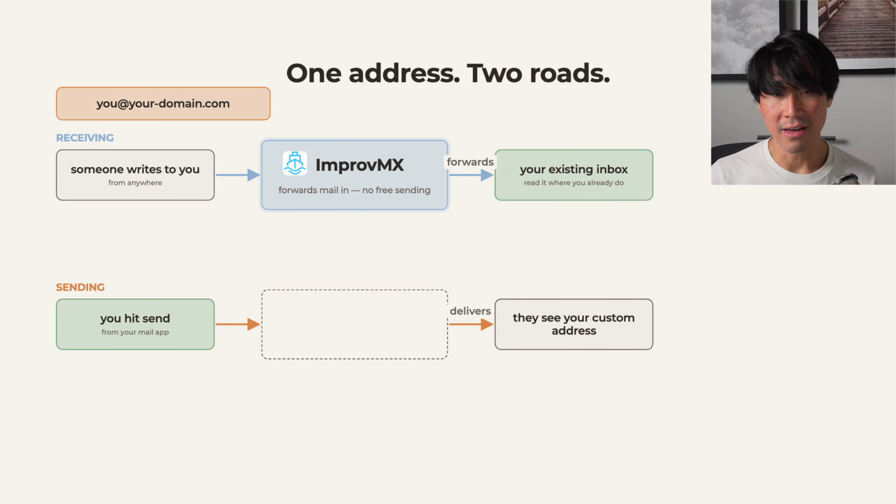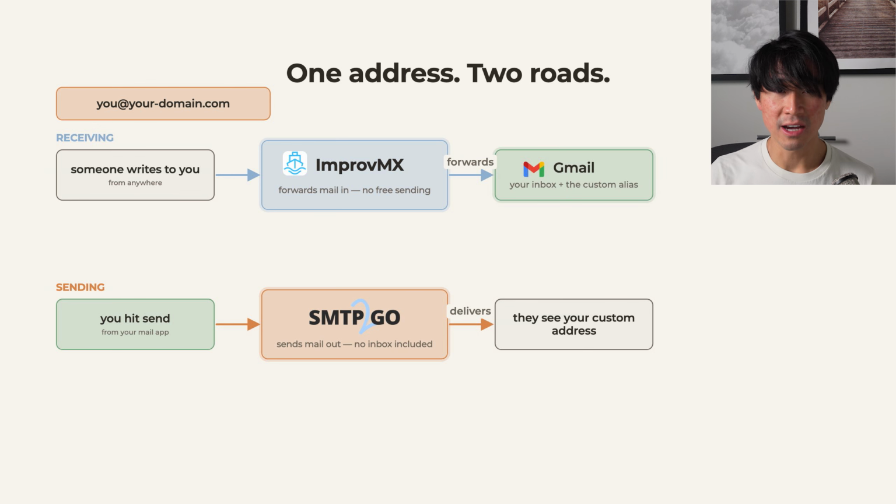ImprovMX is one of them, which forwards our incoming mail, but it doesn't include any free SMTP sends. And that's why we're bringing the other service in, which is SMTP2GO free, which allows us to send outgoing mail, but it doesn't give us an inbox. But one of the other advantages we'll talk about later in this video is if you do use Gmail with these two services, you can enable your agent to manage both sending and receiving emails with your main Gmail account or the alias that you set up with the custom domain.